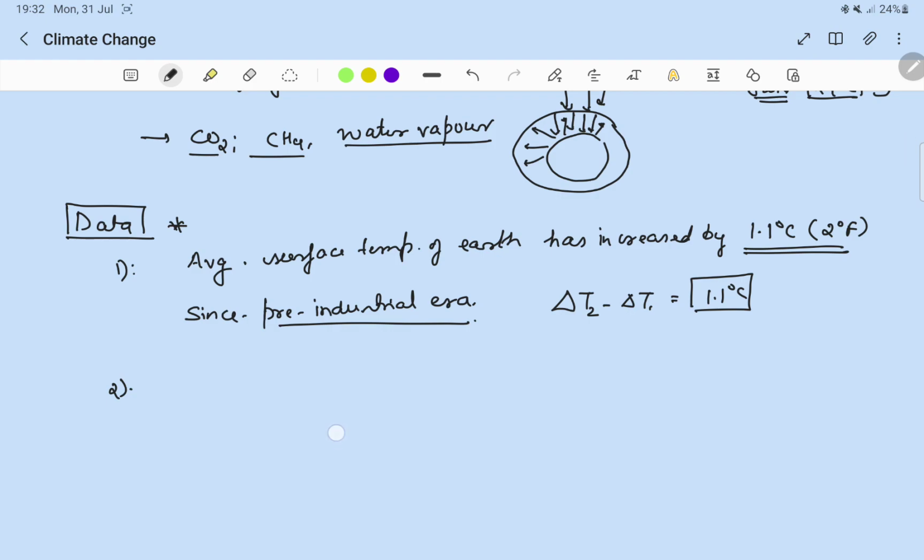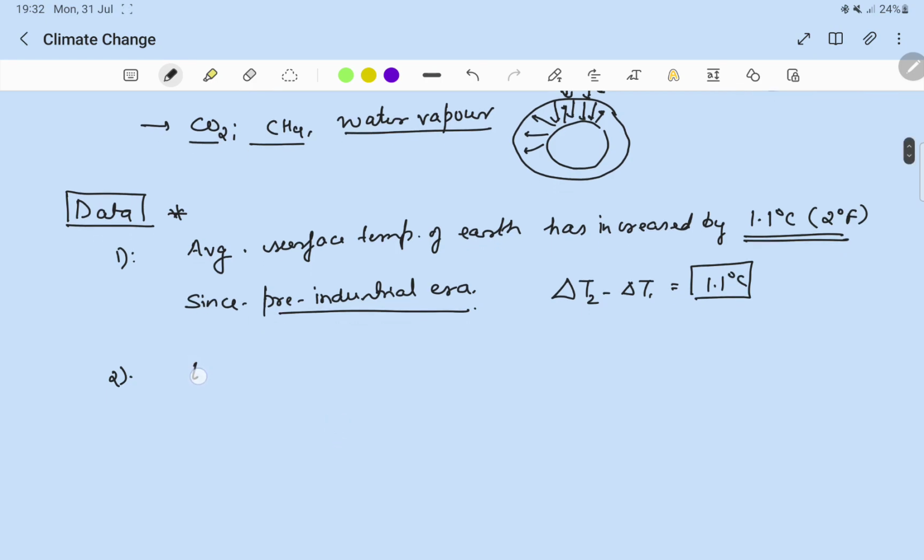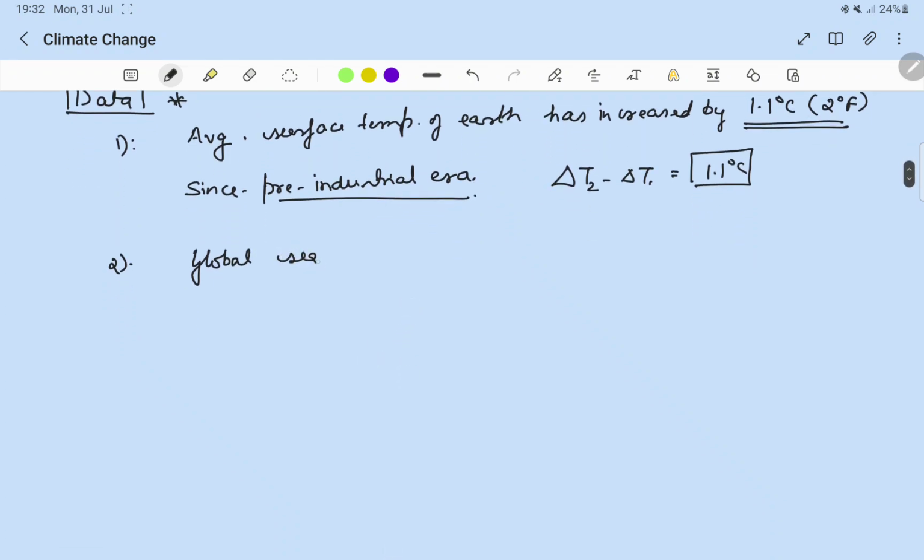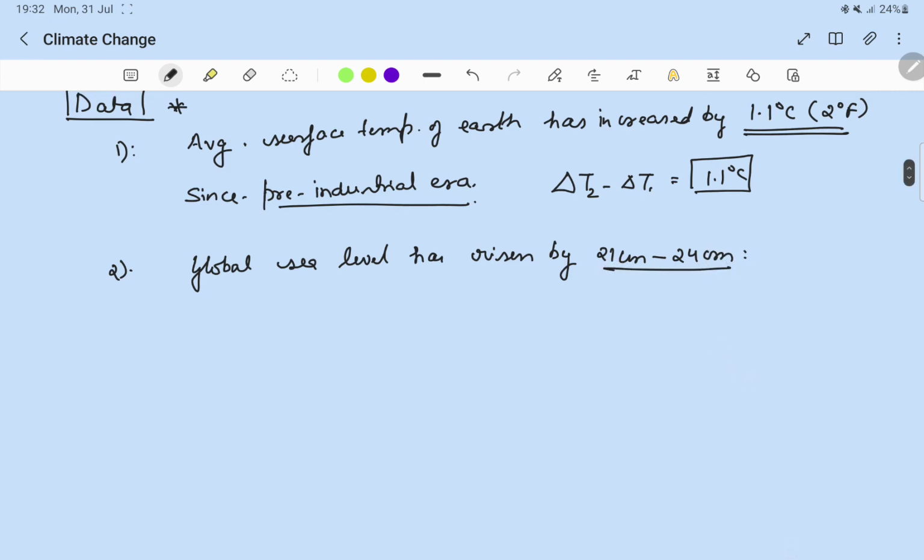Secondly, we can also say that global sea level has risen by 21 centimeter to 24 centimeter in the same time period. That is about 8 inches to 9 inches. Okay, so the global sea level has risen by 21 centimeter to 24 centimeter.